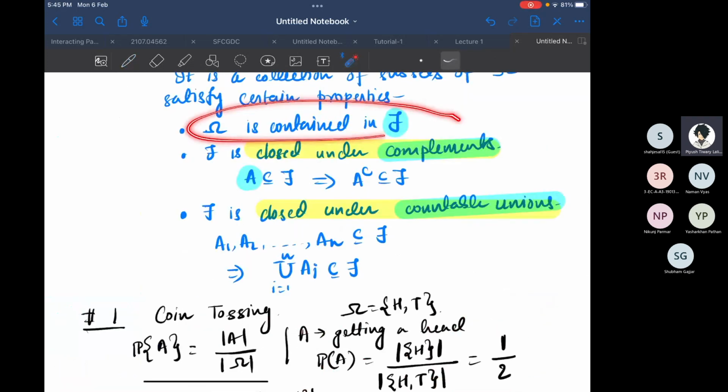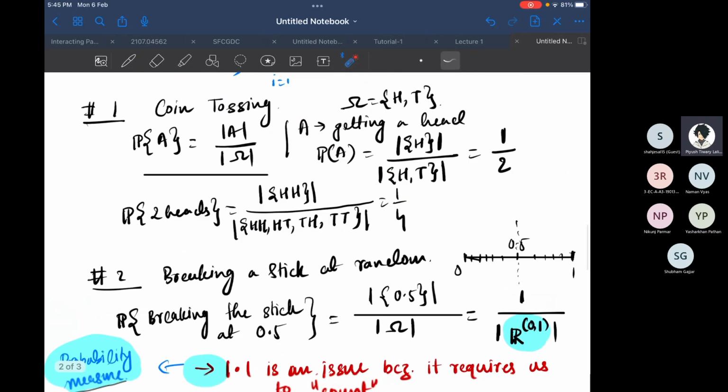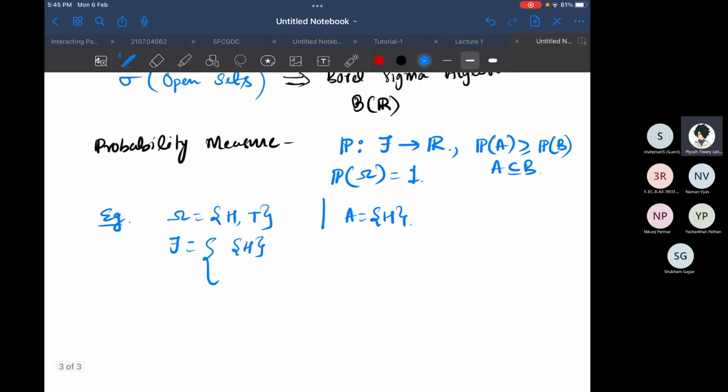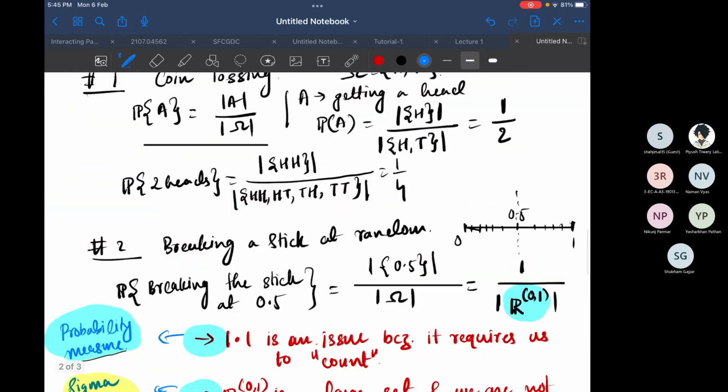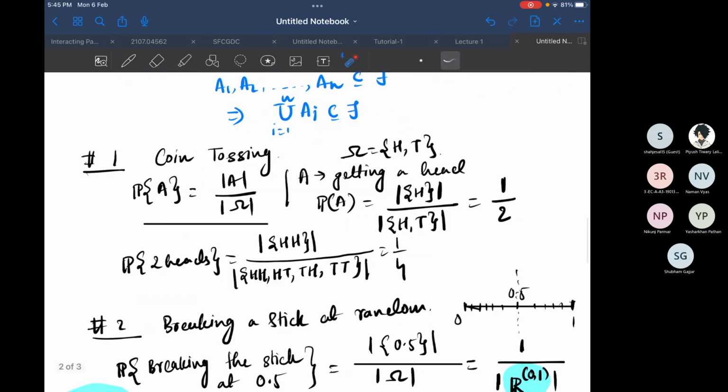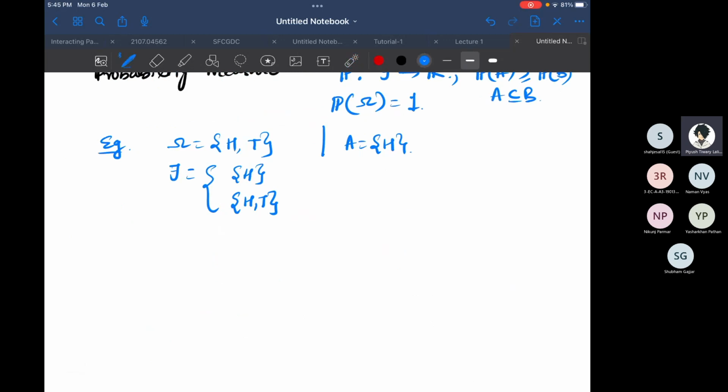So omega is contained in F. Okay, so I say that H is there. So that is fine. But let me first put omega there. So H comma T should also be there. Now again I go back and I see that F is closed under complement. So if A is there in F, A complement should also be there in F. So what is the complement of heads? It is tails, right? So tails is also there.